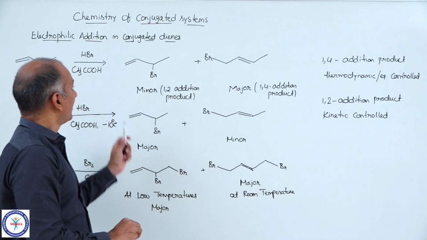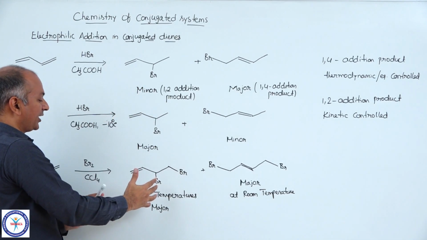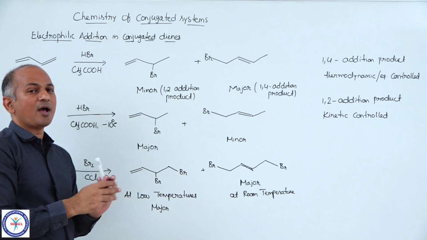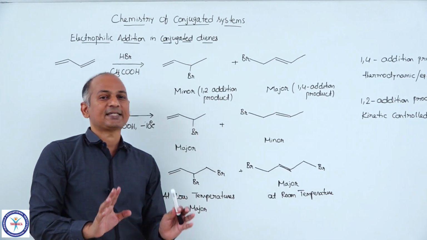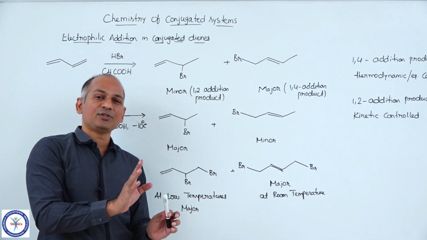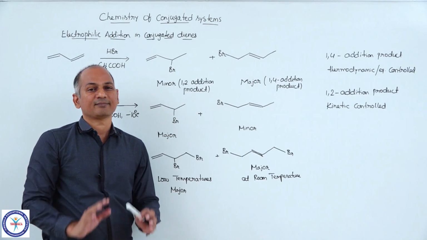So this is the result. For electrophilic additions, whether addition of HBr or addition of Br2 or any other electrophilic addition, whenever you take a conjugated system, high temperature gives you 1,4 addition and low temperature gives you 1,2 addition.